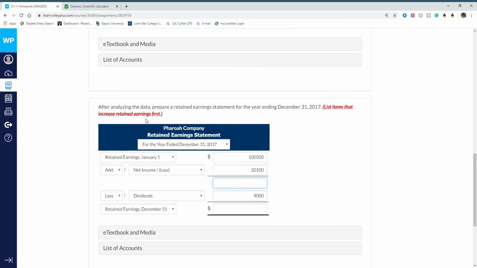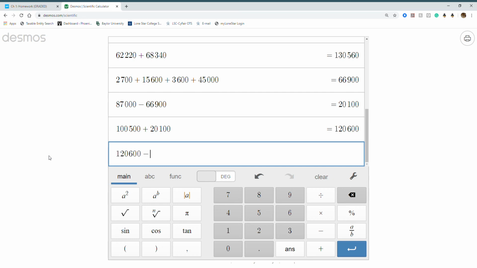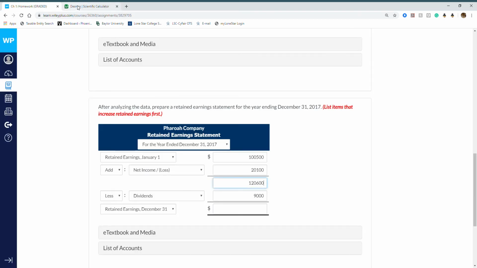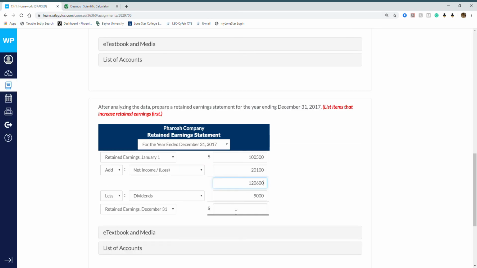Okay. Now all we have to do is do the math. Is basically add them together. 20,100. I love it when they give us easy math. But of course, I'm going to go ahead and do the calculator just to show y'all. Okay. I would tell you, Desmos, I like it because it has the history, so it always is good. Then minus 9,000. Yeah. So we're left with 111,600.